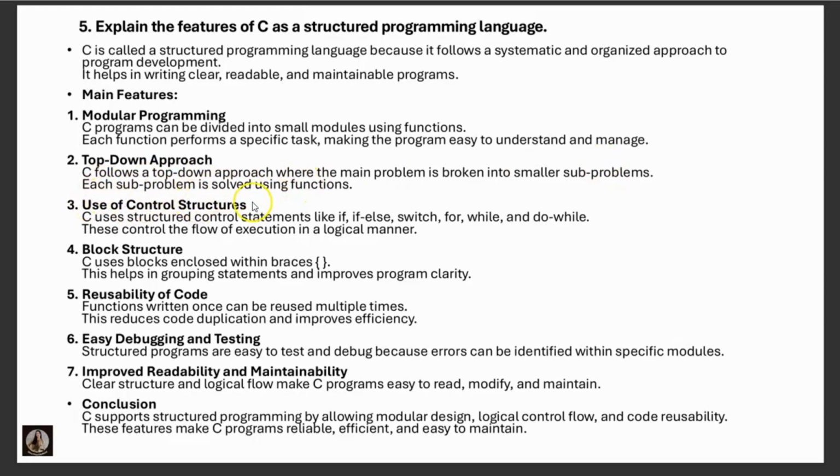Use of control structures. Here, C uses structured control statements, that is if else, switch, for, while and do while. These are all the control statements. It uses these control statements, and they control the flow of the execution in a logical manner. I will explain these control statements in detail later.